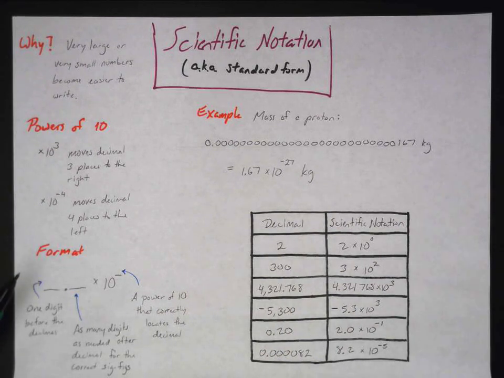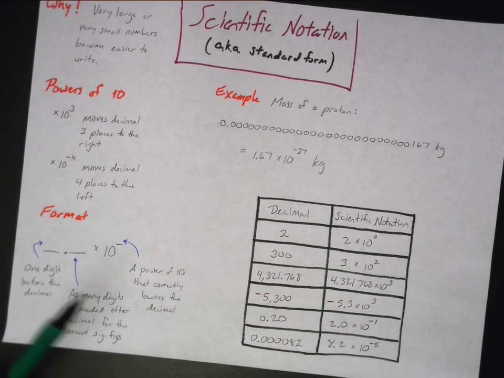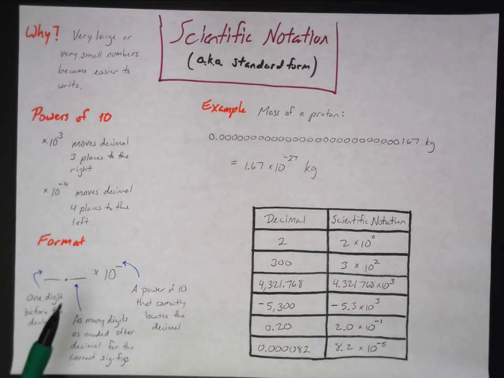The format of scientific notation, what is it? What's going on when you see scientific notation? Well, there's always going to be one digit to the left of the decimal, in front of the decimal, just one. After the decimal, there might be no digits. There might be 1, there might be 17. After the decimal, you're going to have as many digits as needed for the correct number of significant figures in that number.